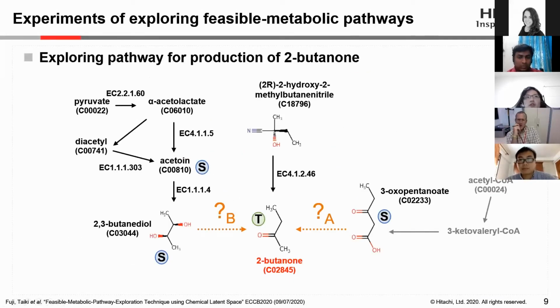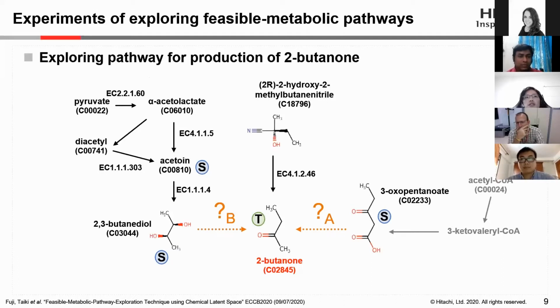To verify performance, we apply the proposed technique to non-registered pathways. This figure shows the two enzyme reactions of validation pathways that are non-registered pathways for producing the target compound 2-butanol. For validation pathway A, we apply the proposed technique to the pathway when 2-butanol was set as the target compound and 3-oxopentanoate as a precursor was set as the start compound.